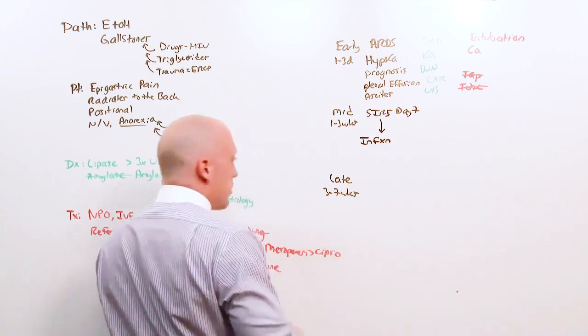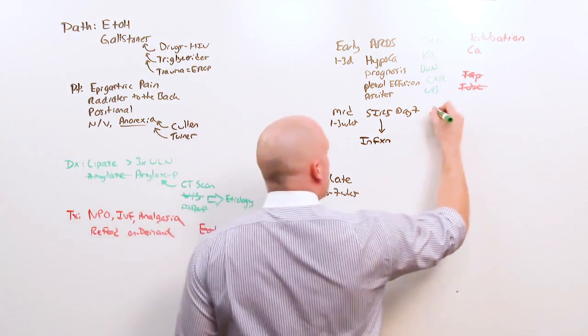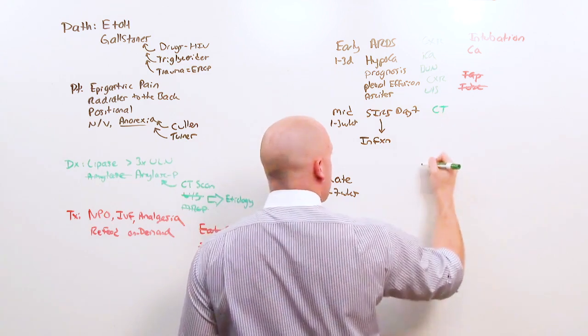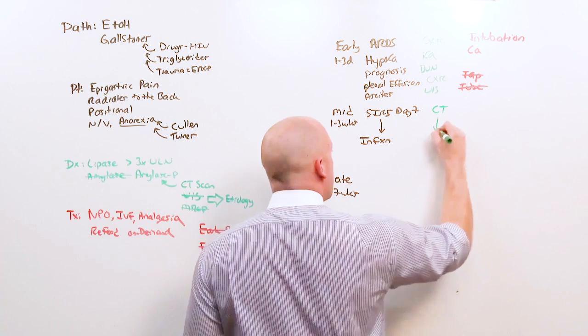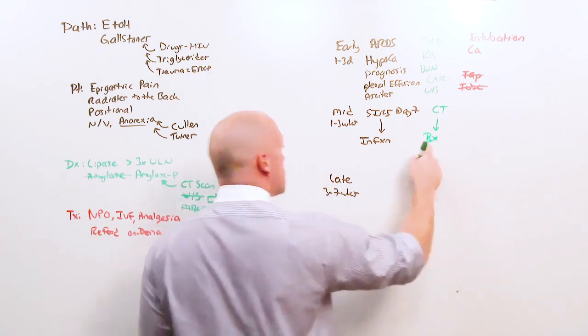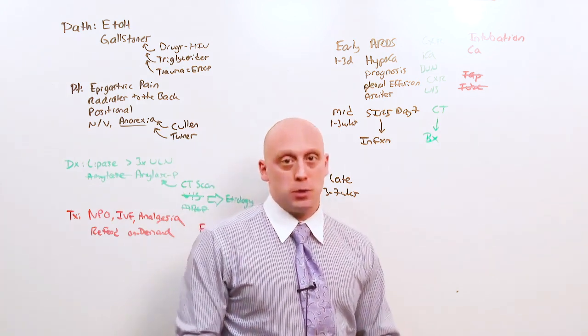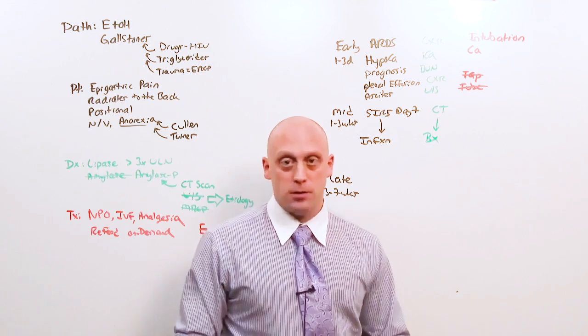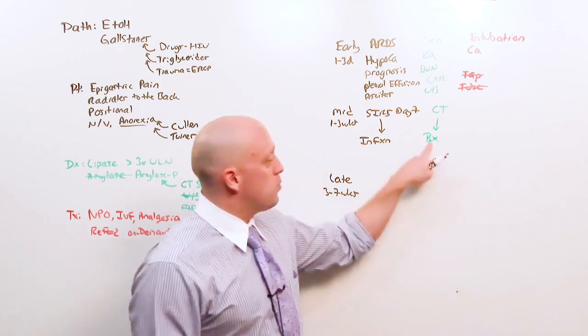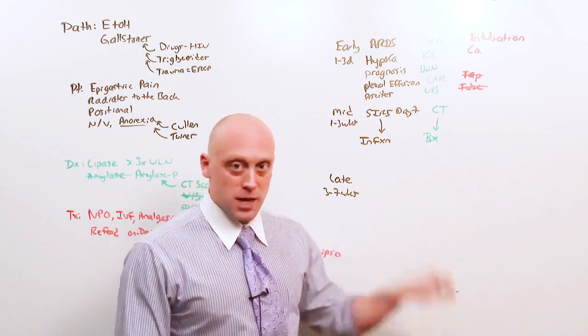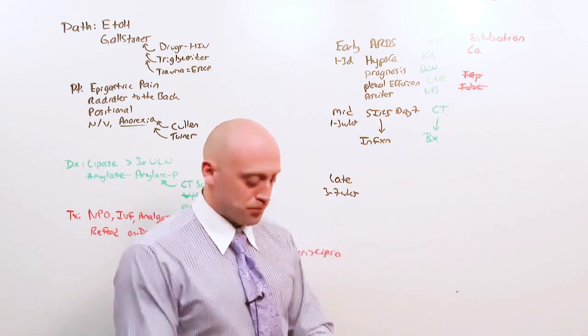In an infected pancreas, you should look for necrosis on the CT. But you're going to have to get a biopsy. And this represents a major change in the management of pancreatitis. It used to be, if you saw a certain percentage of necrosis, you just give them antibiotics. Turns out that didn't work. You have to have a piece of tissue that says this tissue is infected for it to make a difference.